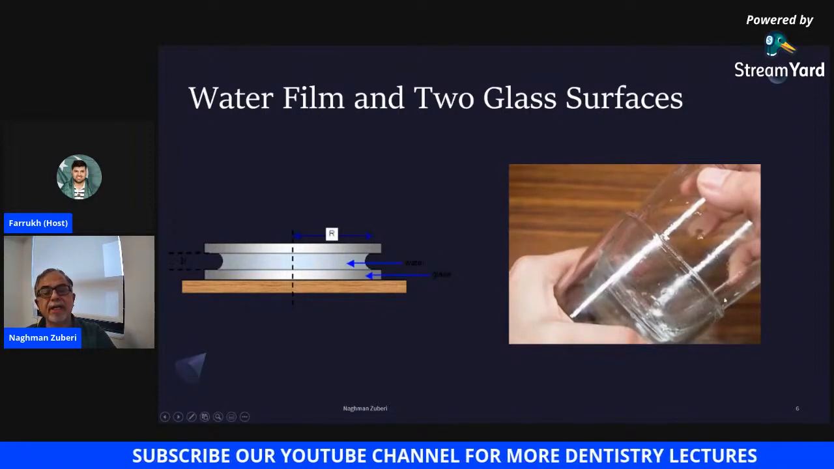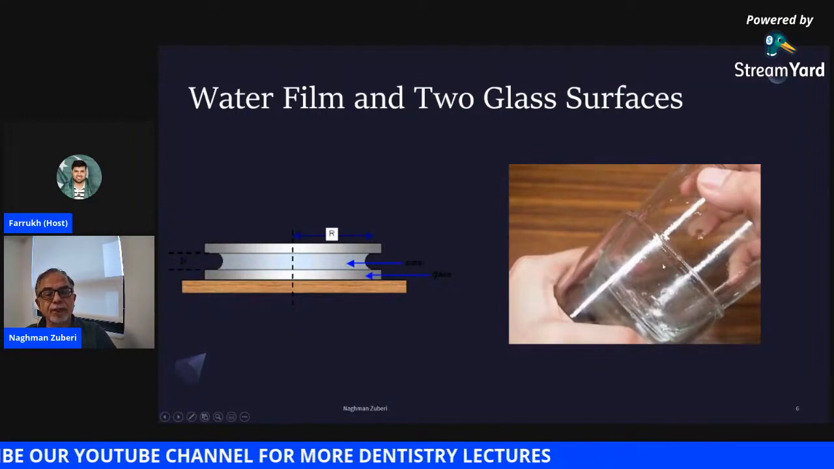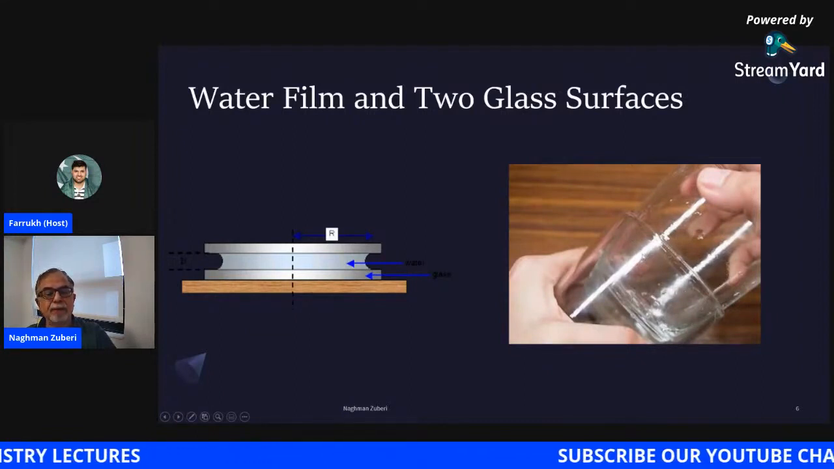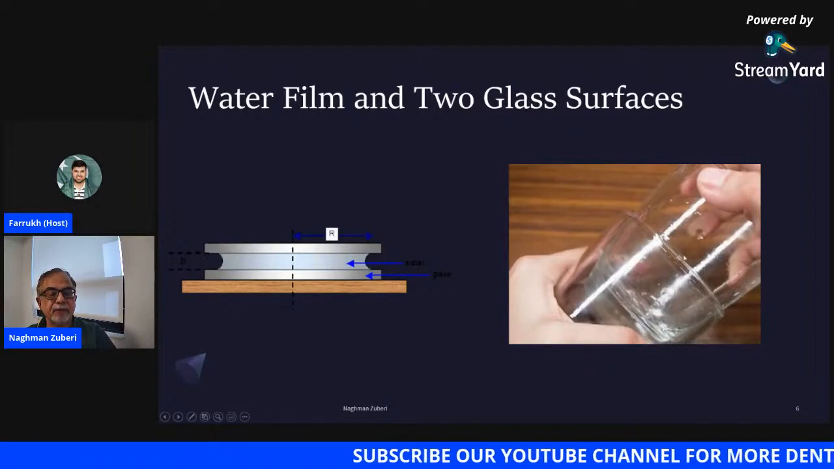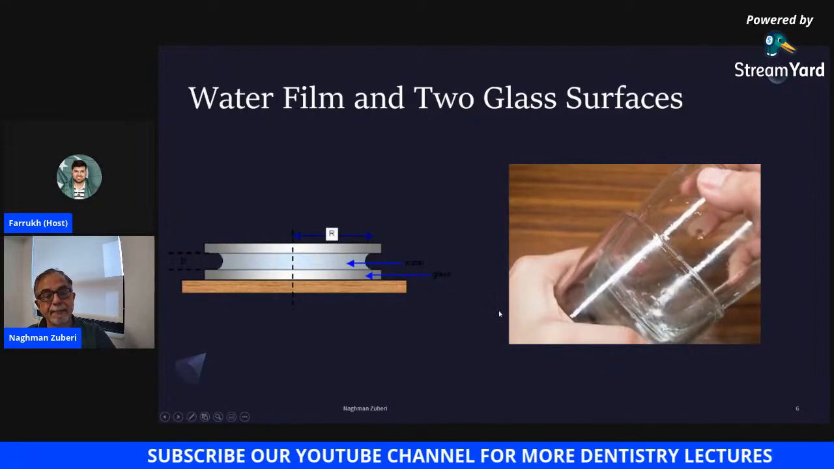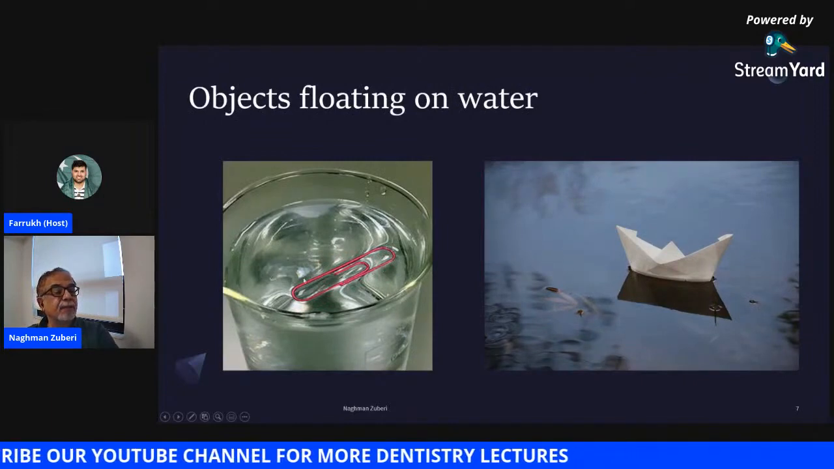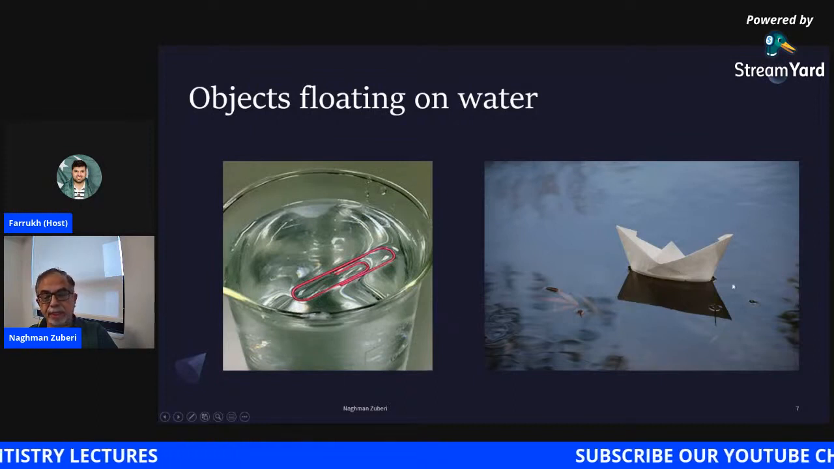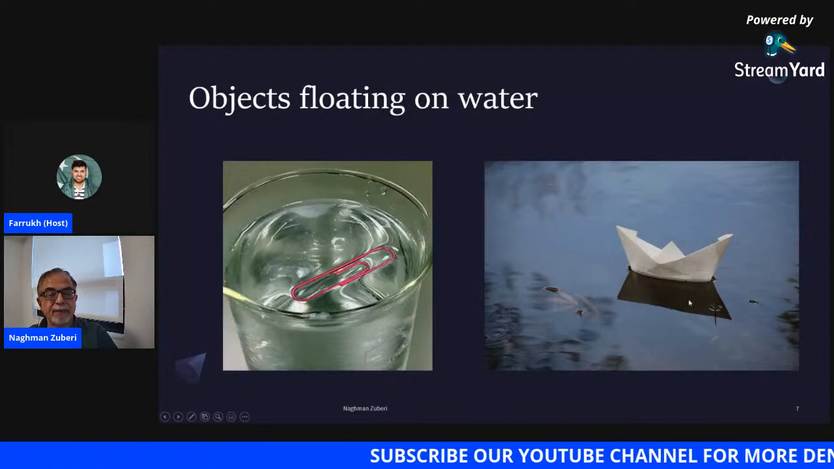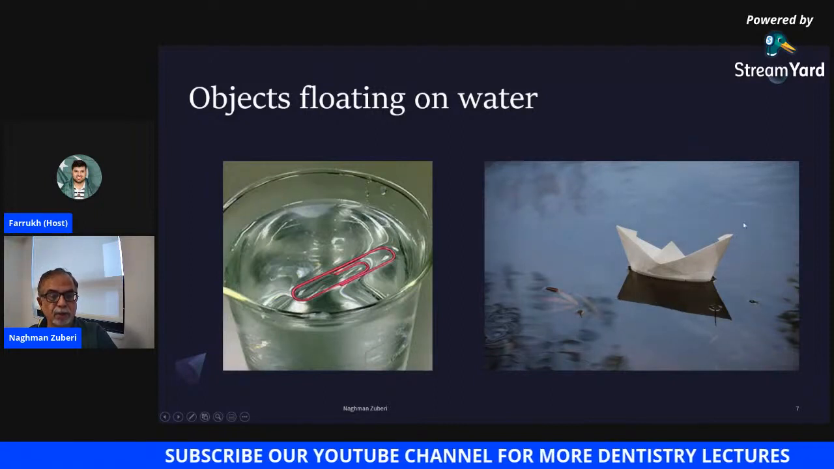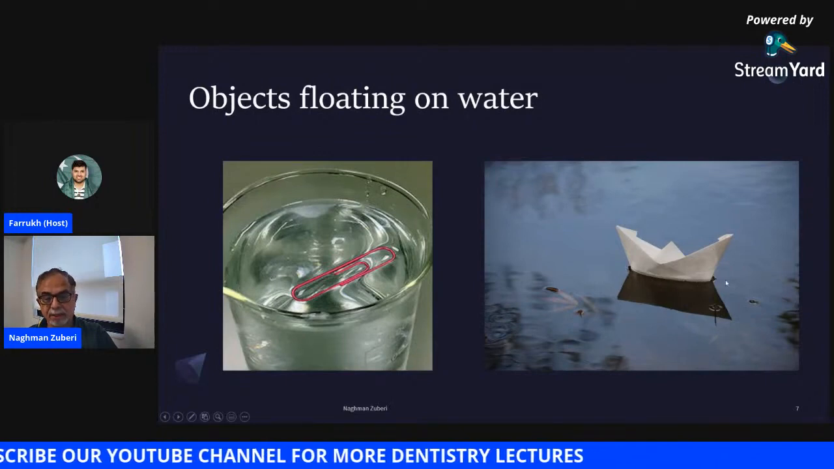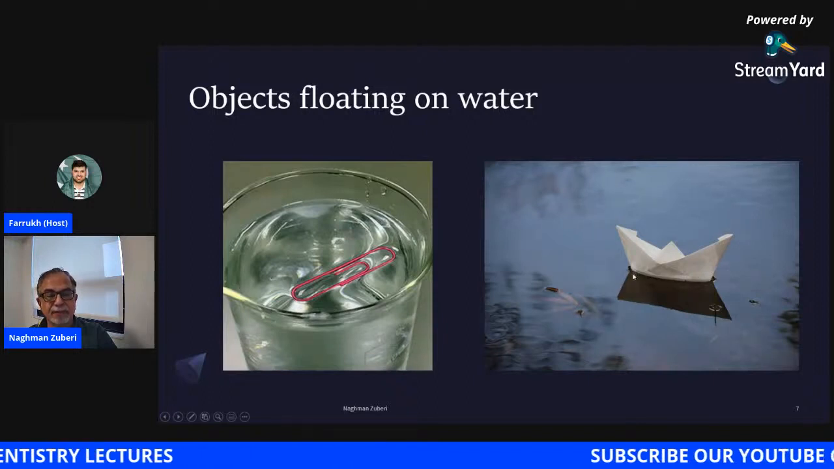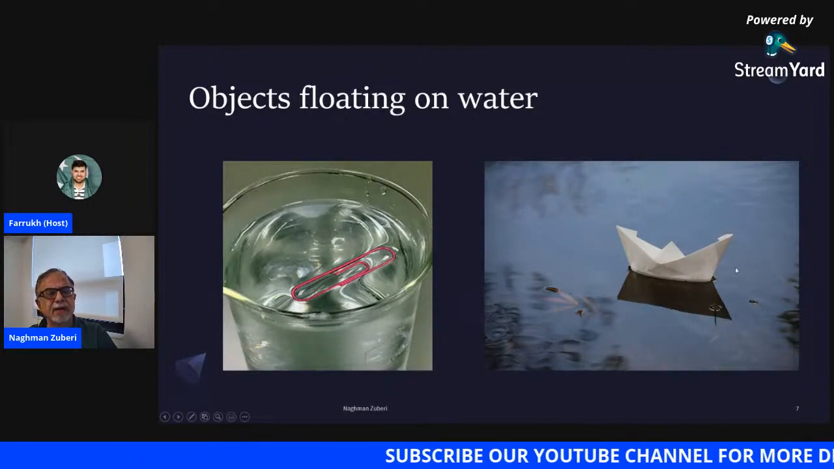Or if we talk about our daily life experience, if you are washing glasses and you stack those together and a water film is formed between the two glasses, then it will be very difficult for you to separate those two glasses. Even small objects can easily float on the surface of the water, and you must have played in your childhood making paper boats and floating those on the stream or in the puddles, just looking at it without understanding what is happening, what surface tension is and how these are floating.